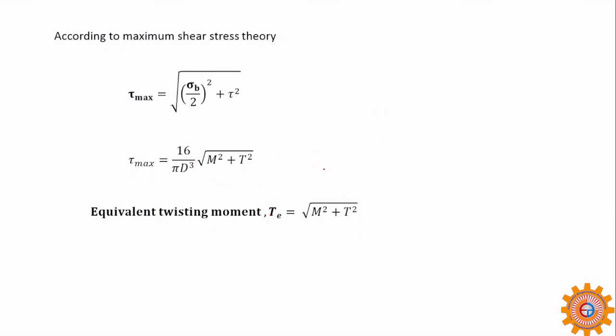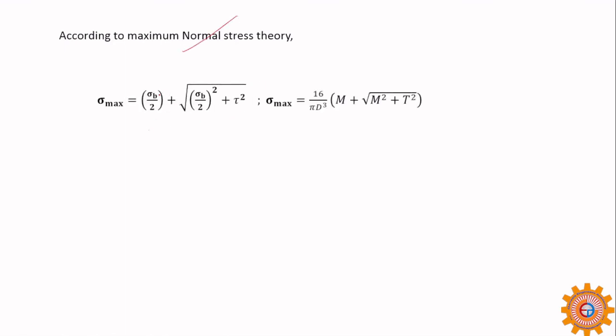Next, according to maximum normal stress theory, this is the normal stress theory. Just now we have only one stress, that is why we use this sigma by 2. You understood this, sigma x plus sigma y by 2. If you have this, you will have sigma x by 2, the same thing, sigma x by 2 whole square, plus tau square. So if you substitute the equations for bending stress and shear stress, you will get this. This is the bending moment, and this is the equivalent twisting moment.